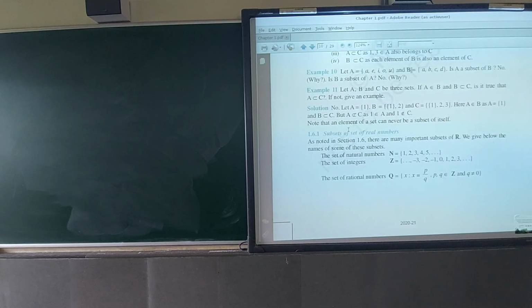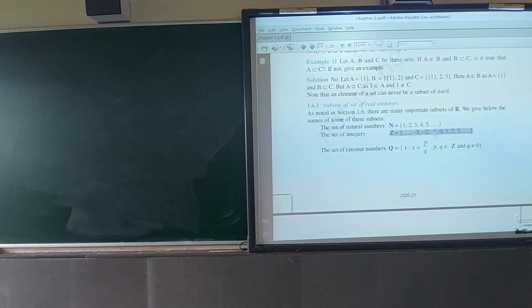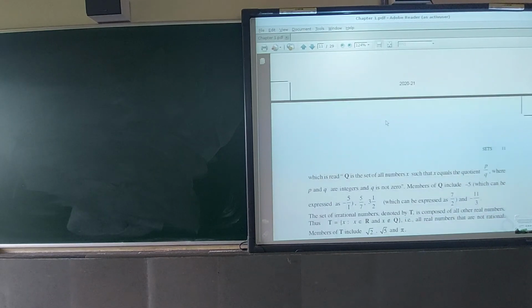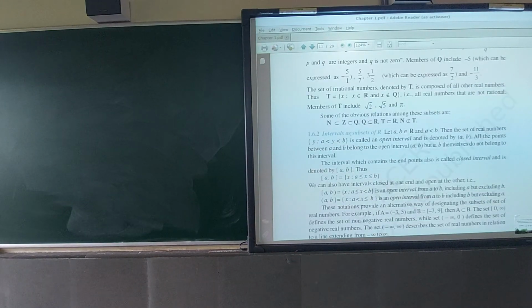Same as the example number 11. Now, subsets of real numbers. This is the set of natural numbers: 1, 2, 3, 4, 5. This is the set of integers: -3, -2, -1, 0, 1, 2, 3, up to infinity. Rational numbers: p upon q. Okay, these are some of the sets.